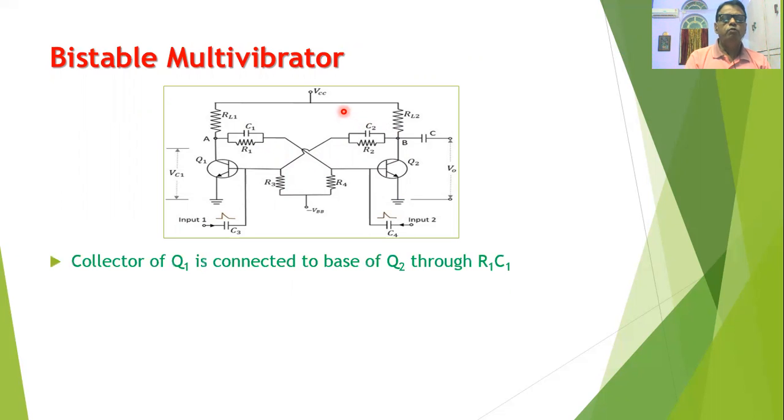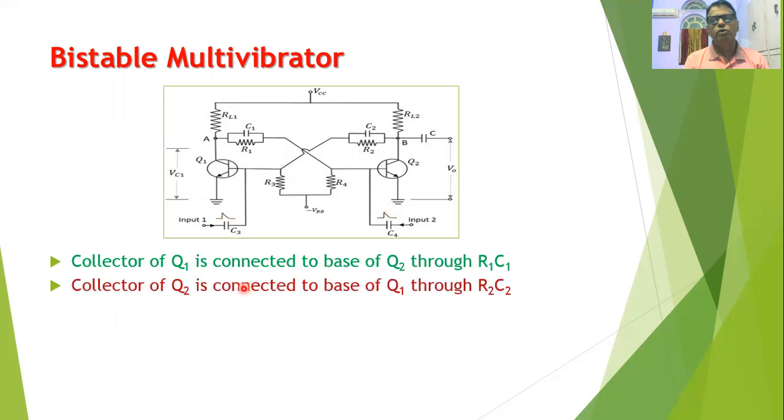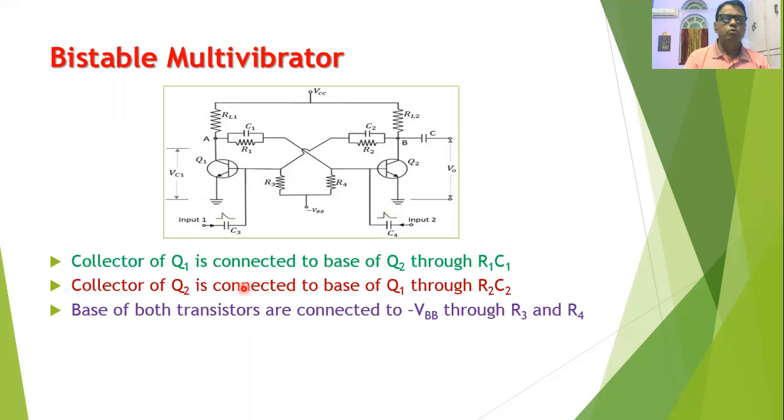So the collector of Q1 is connected to the base of Q2 through the R1C1 combination. Similarly, the collector of Q2 is connected to the base of Q1 through the R2C2 combination. So one can easily see that the circuit is exactly symmetrical along the central line. Both the transistor bases are connected to the minus VBB power supply through the resistances. It means that this is a multivibrator which requires a three-terminal power supply: positive, ground and negative.